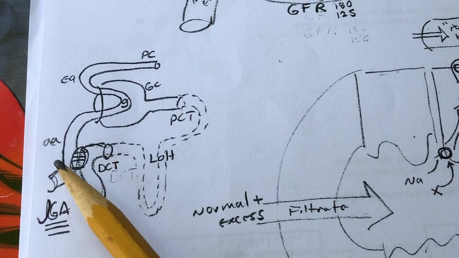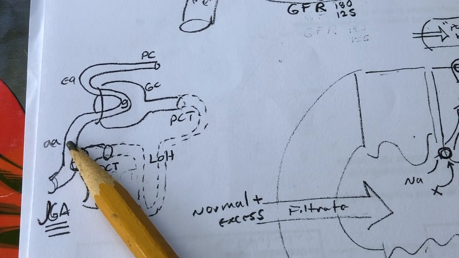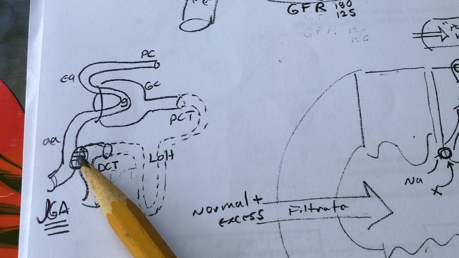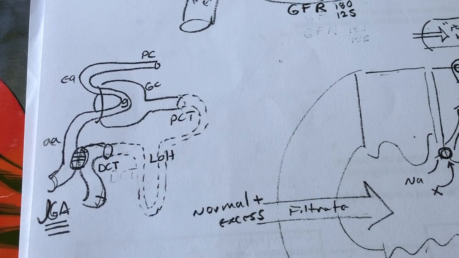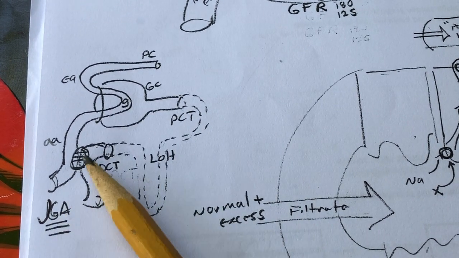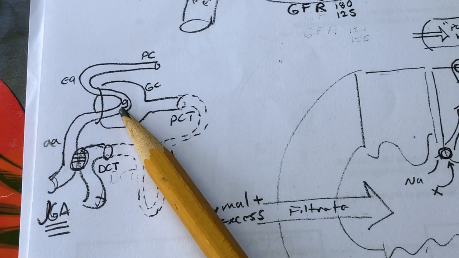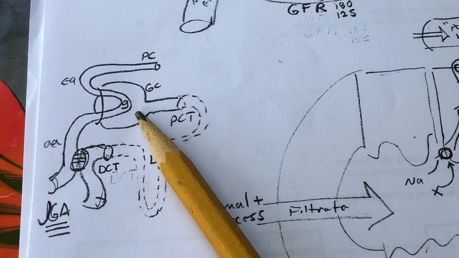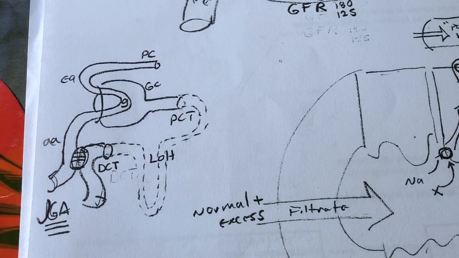In essence, this is a regulation station where it's looking at what's coming in to see if there's adequate pressure, and it's looking at the product from the last blood that was processed through here. And it, in essence, is going to decide how fast or slow the blood will be moving into the glomerulus, what the glomerular filtration rate should be, and what happens down through the tubes right here.